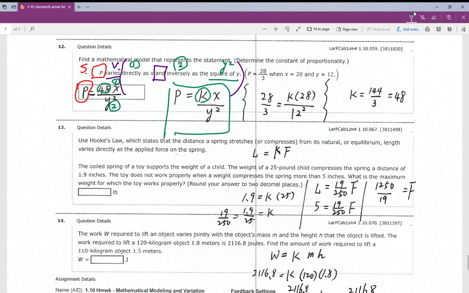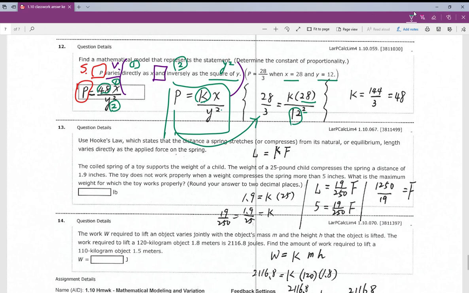Now they tell you when P equals 28 over 3. That's when x is 28 and y is 12. And remember, y needs to be squared. So you solve for k.